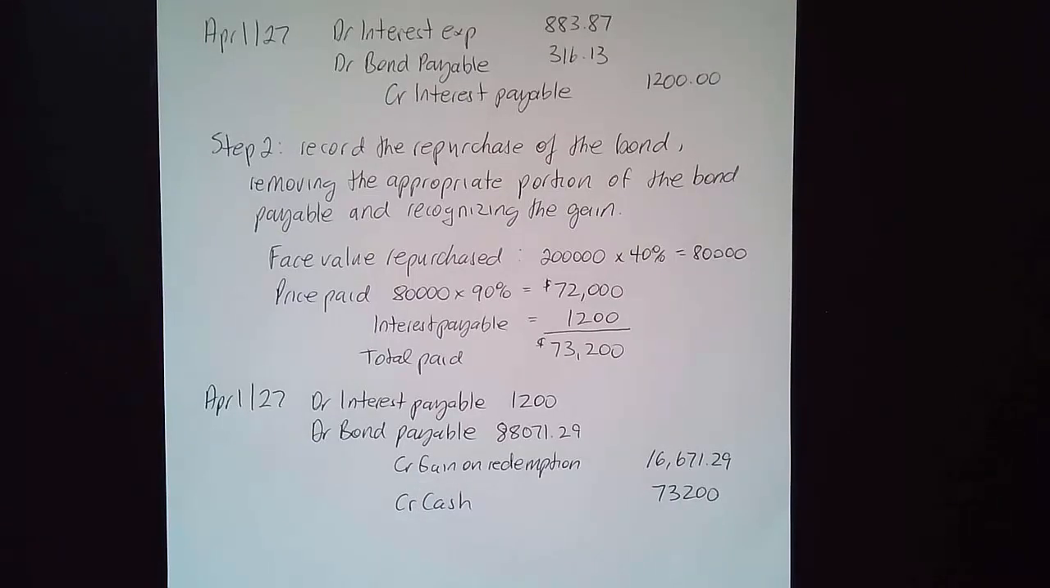Note that it's possible in other scenarios that this outcome will actually be a loss on redemption, in which case we're going to see a debit to a loss on redemption instead of this credit to the gain on redemption. This process to account for the repurchase of a portion of the bond is fairly complex, and I suggest you do some additional questions to make sure you can master it.